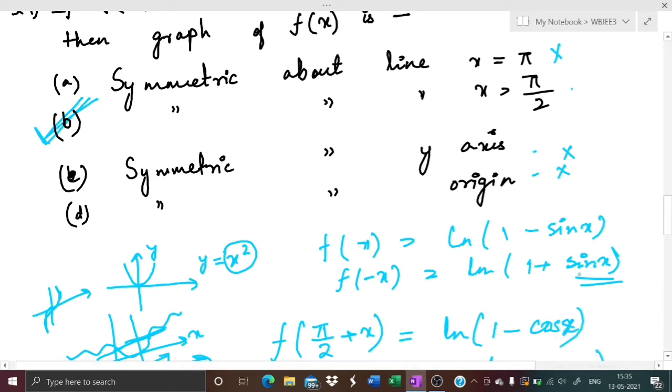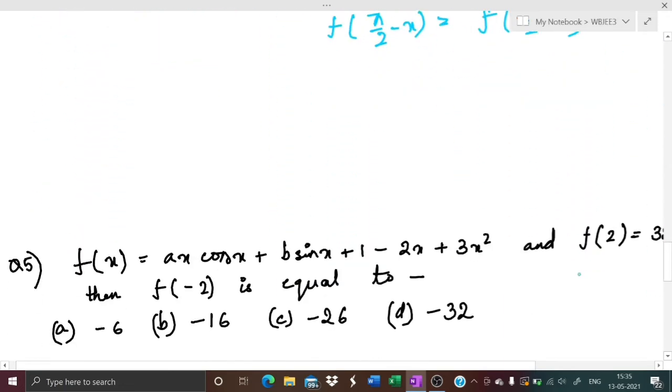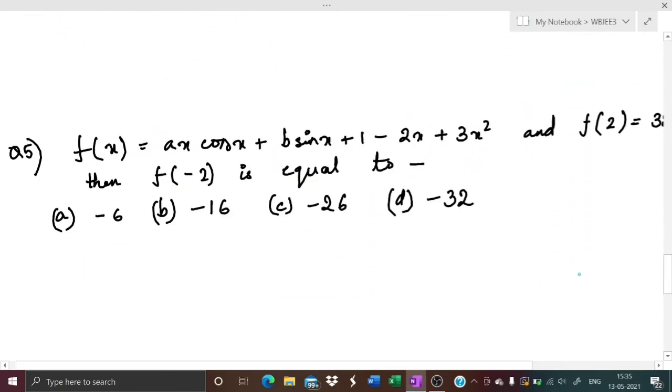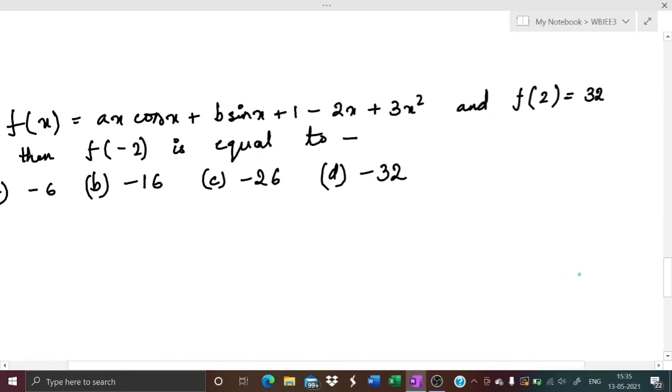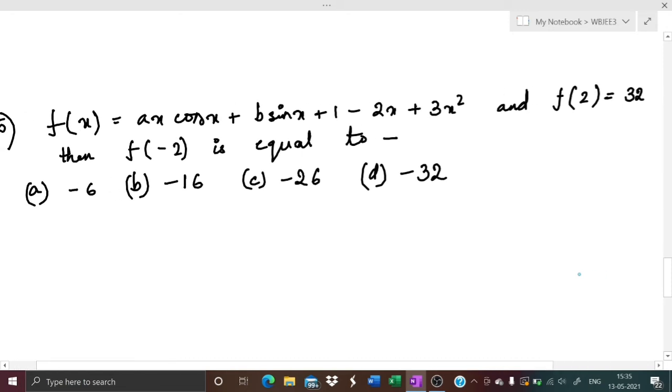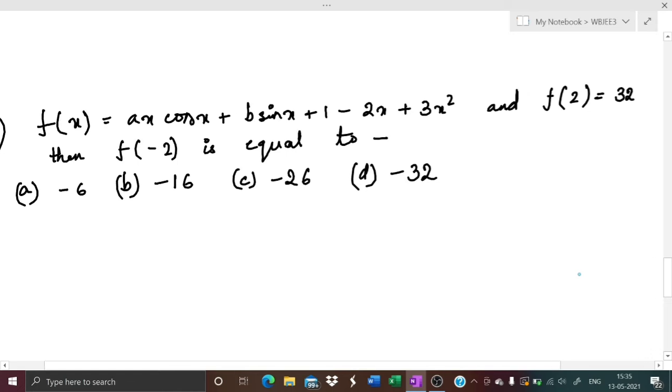Fine. Now next question. What is the next question? Okay, so this function is given and f of 2 is given and f of minus 2 has to be found out. Here you just don't put the values and try to find a and b. You can't, because there is only one equation and two unknowns. So in this case you can do it like this.